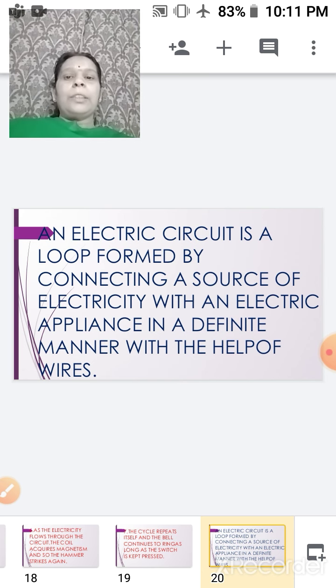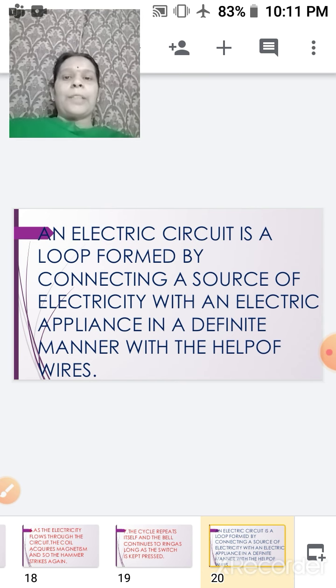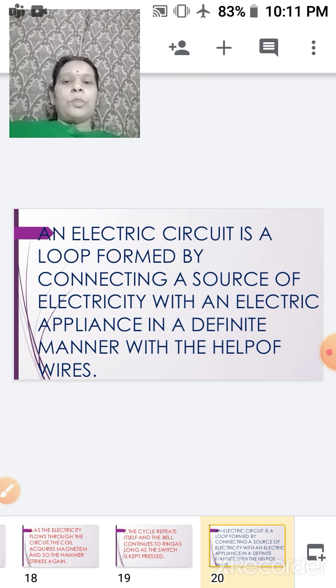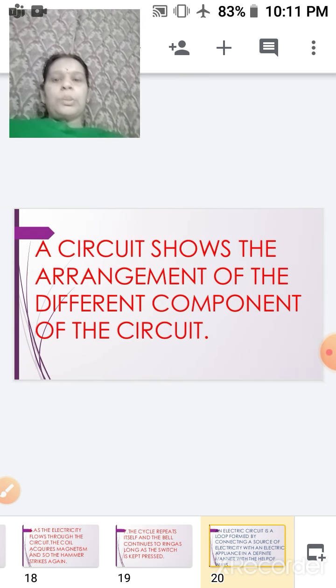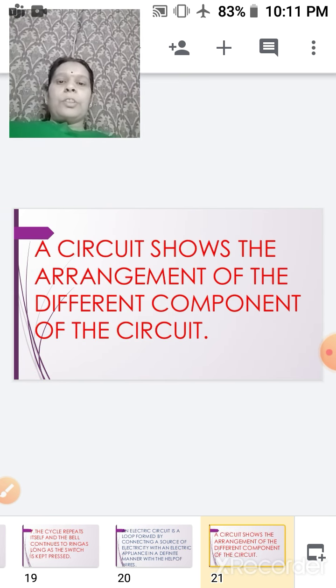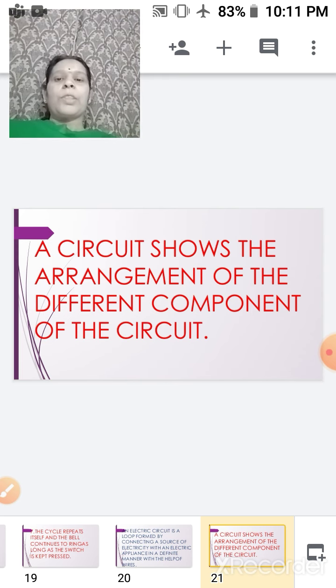Now we will be recapping the entire chapter once again, highlighting a few of the important topics. First, an electric circuit is a loop which is formed by connecting a source of electricity with an electric appliance in a definite manner with the help of wires. Here you can see a circuit shows the arrangement of the different components of the circuit.